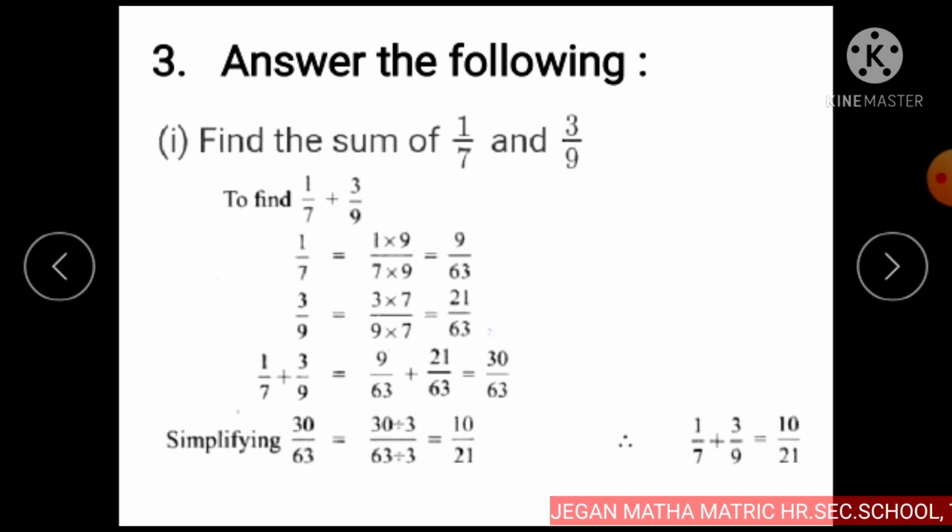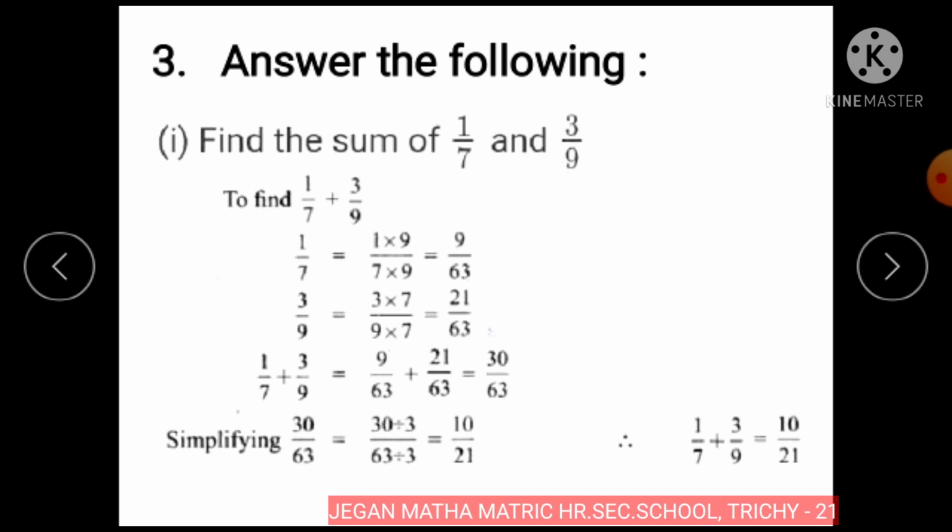So 1 by 7 becomes 9 by 63 by the multiplication of 9 by 9. And 3 by 9 becomes 21 by 63 by the multiplication of 7 by 7. So 1 by 7 plus 3 by 9 is equal to 9 by 63 plus 21 by 63.